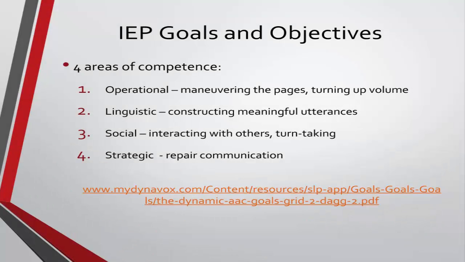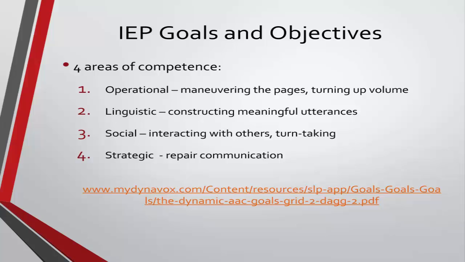So I told you to create a My Dynavox account. It's free, and you get a lot of resources. They also have writing AAC goals, and it's broken up into these four things: operational, linguistic, social, and strategic. Because we should be teaching our kid all these things, okay? We should be teaching them how to operate the device. How do you turn it on, turn it off? How do you turn the volume up if you're in the cafeteria and it's too low? You need to tell somebody it needs to be charged, and that kind of stuff.